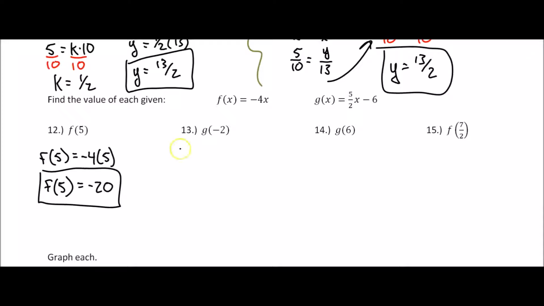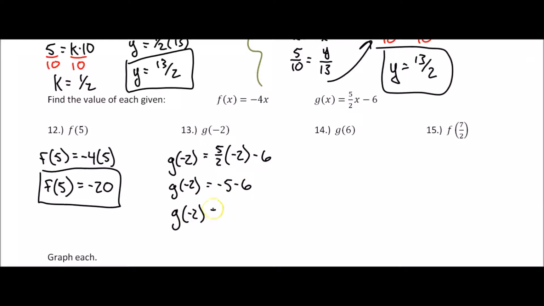The next one, g of negative 2, it's saying, hey, take the g of x function, which is like y equals 5 halves x minus 6. But instead of y, it's using g of x, so it can also tell me what to plug in. So g of negative 2 is telling me to plug a negative 2 into the function. So I plug a negative 2 in for x, and now I simplify. Here that gives me a negative 5, and negative 5 minus 6 is a negative 11. That's it.